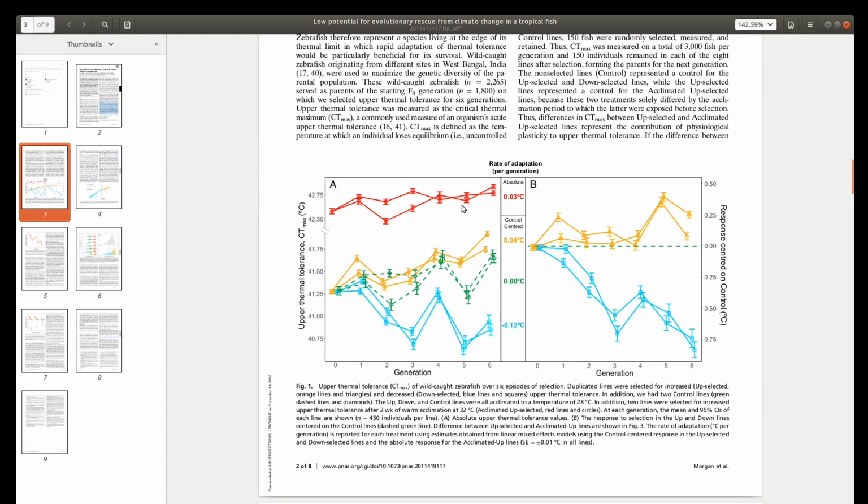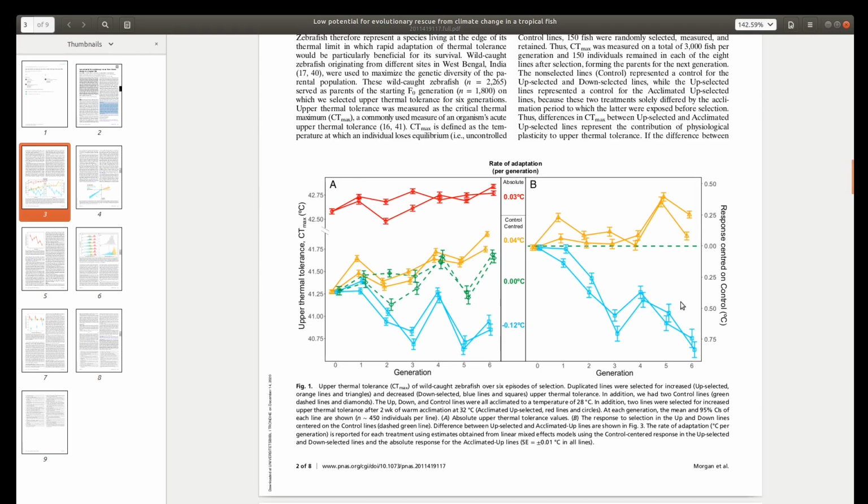So over time, selection for higher thermal tolerance showed a response. The average thermal tolerance increased over time in the up-selected lines. In the down-selected lines, as predicted, the average thermal tolerance decreased over time, much greater than in the up-selected lines. And the controls stayed roughly the same. And that's the A graph here.